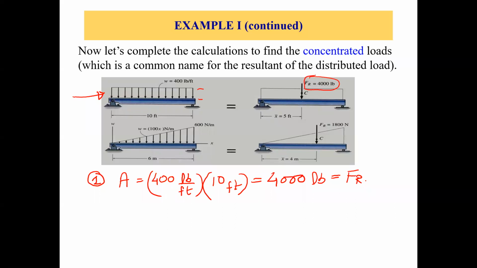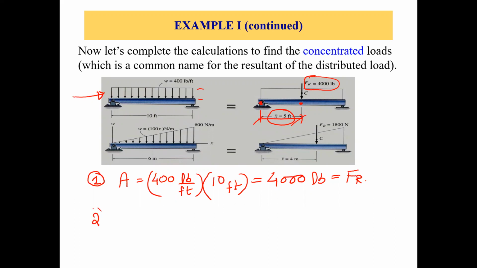Now we need to find the location of this resultant force, the concentrated load, this point, right? How do we find that? We are talking about a rectangle, so the location of the centroid is right in the center. So 10 by 2, we are at 5 feet. X bar is 5 feet from this point. Okay, so that's how we are done with this first problem.